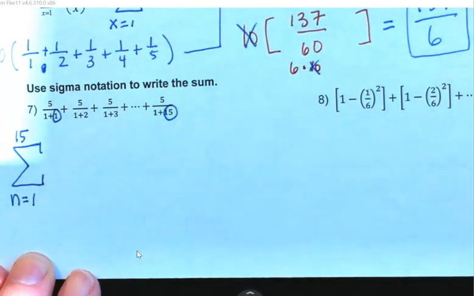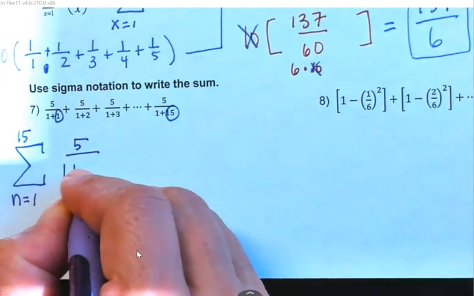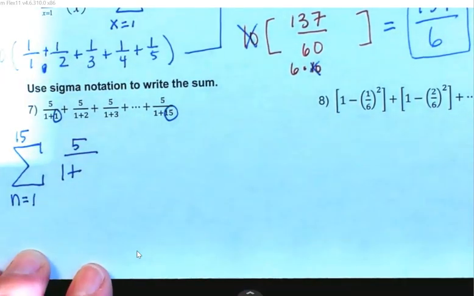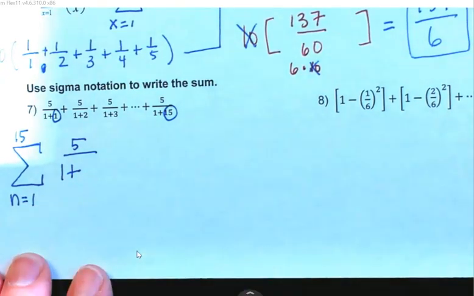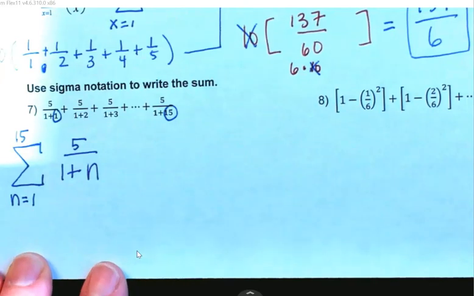Then you're going to write exactly what stays the same. So we're going to write 5 over 1 plus. And remember, what's changing sequentially is the letter n. So this is an n. And that's it. That's how you write that rule. Let's try number 8.